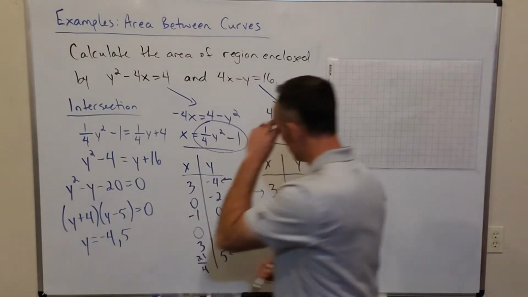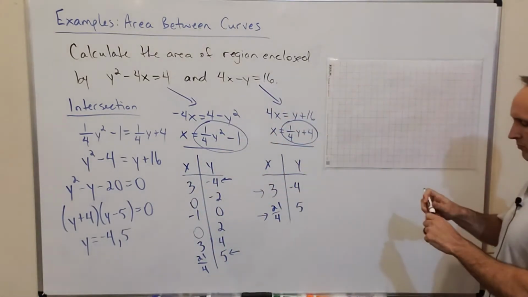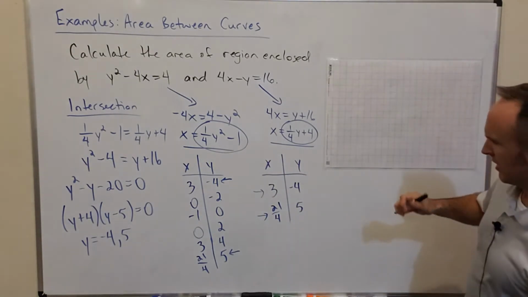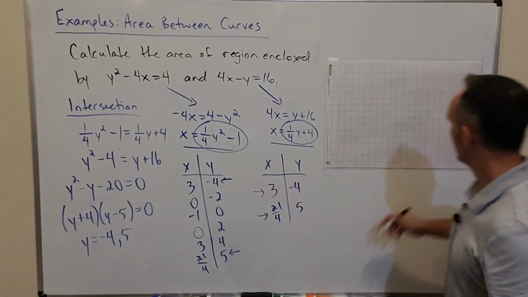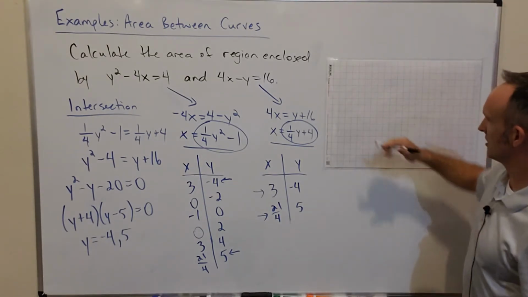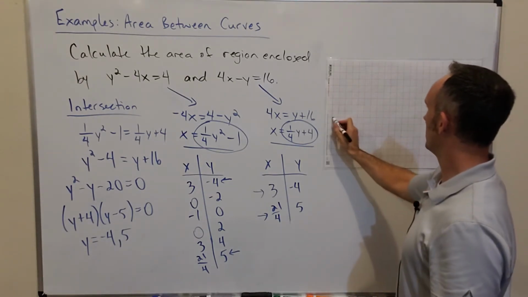All right, so now let's set up our graph. So I'm going to graph the parabola first, and my y values go from negative 4 to 5. So my x-axis is going to be kind of centered here on the page. Maybe right here.